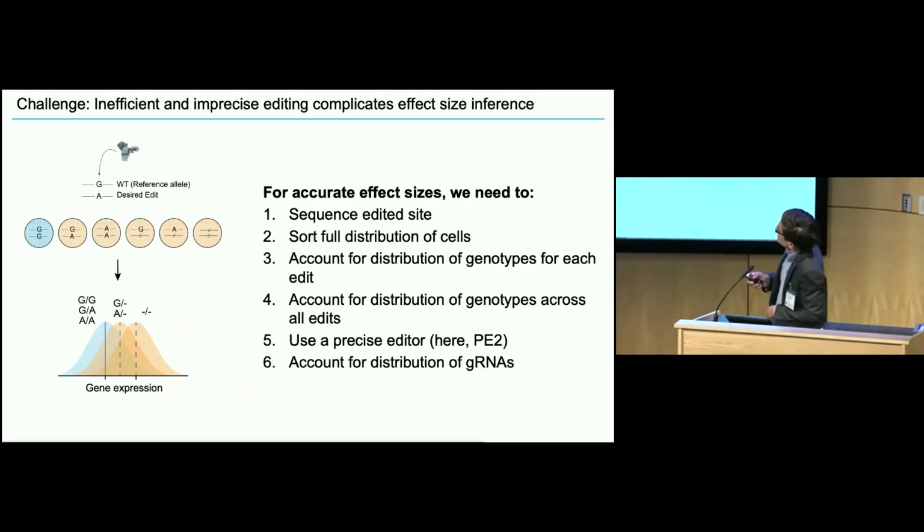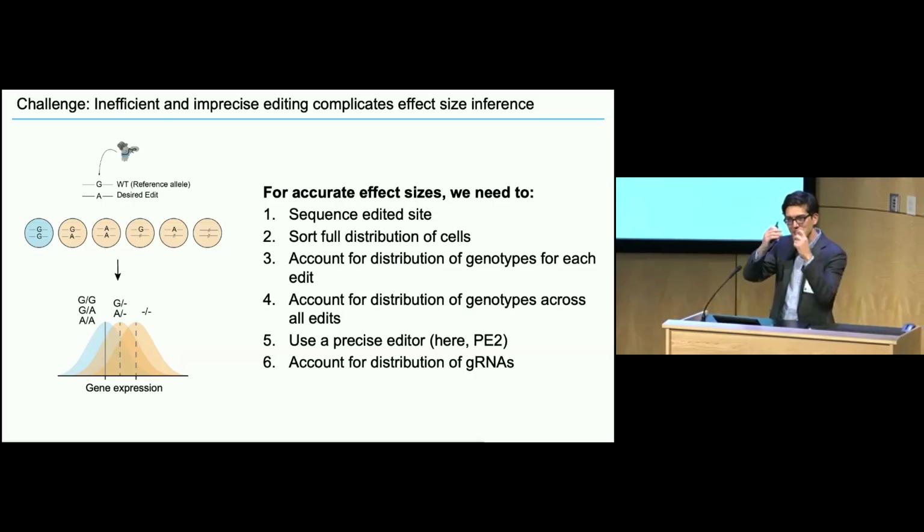I'll skip over the math for this, which is involved, and just for future reference, a few of the key pieces are that we have to use a precise editor. Here we're using PE2 rather than PE3, because if you start throwing in unexpected edits, that creates correlations between edits due to a single editor creating two different alleles in the same cell. So in order for this to work, you do have to use a precise editor that only creates the single desired edit.